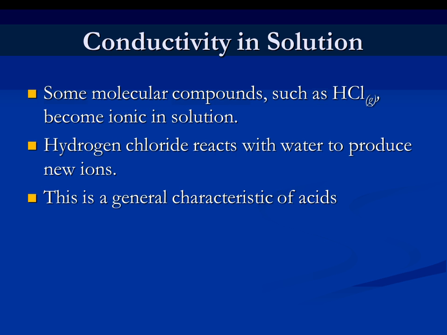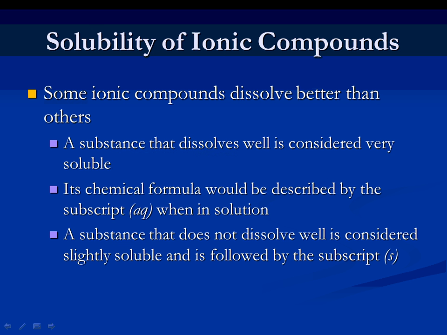Now some molecular compounds such as HCl, which is hydrochloric acid, become ionic in solution. Hydrogen chloride reacts with water to produce new ions. And this is the general characteristic of some of the acids that we will study. Now, some ionic compounds dissolve better than others, and a substance that dissolves well is considered to be very soluble. Its chemical formula would be described by the subscript aq when in solution, and a substance that does not dissolve well is considered slightly soluble and is followed by the subscript s.